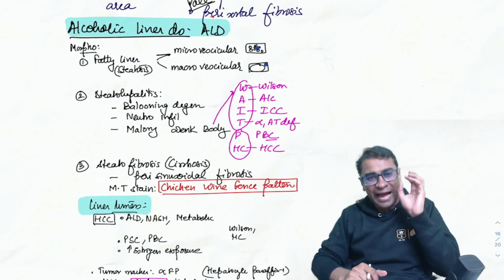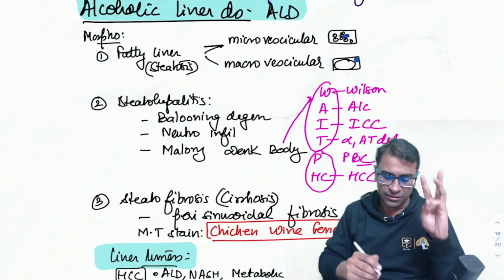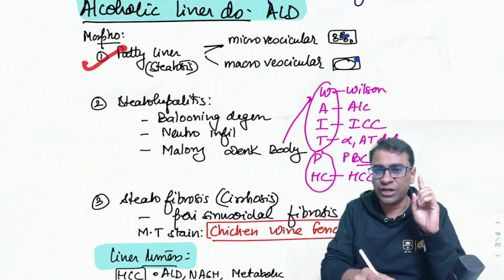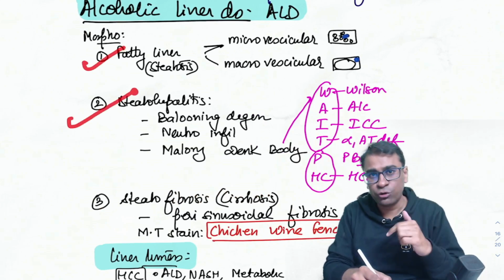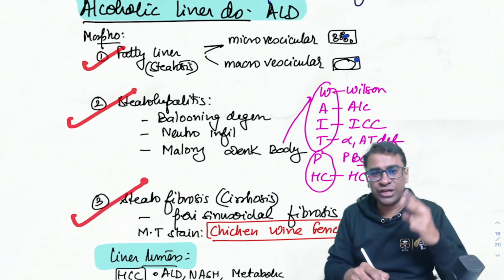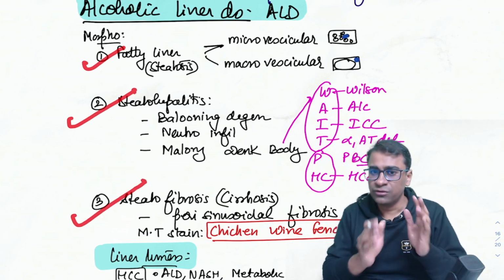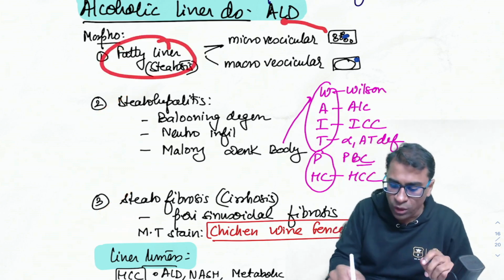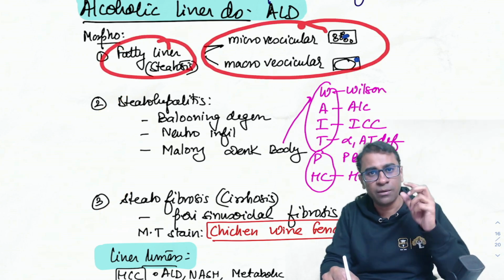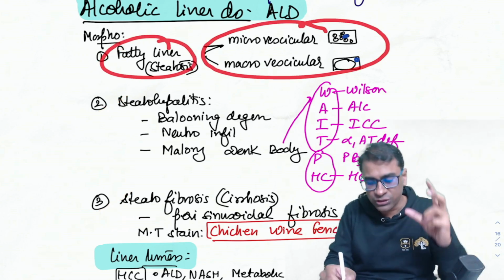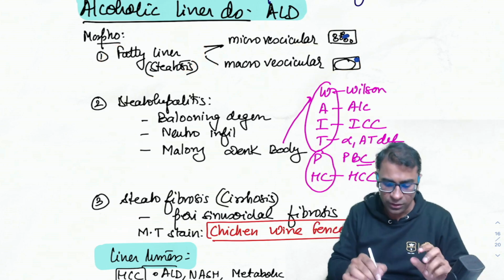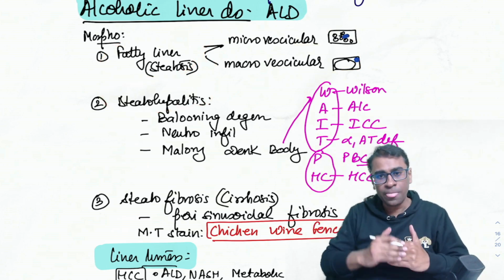Now, in alcoholic liver disease, three things are seen. Stage 1, steatosis. Stage 2, steatohepatitis. Stage 3, steatofibrosis. Three stages. Stage 1 is only fat deposition: small globules, microvesicular; large globules, macrovesicular. Second stage is steatohepatitis.